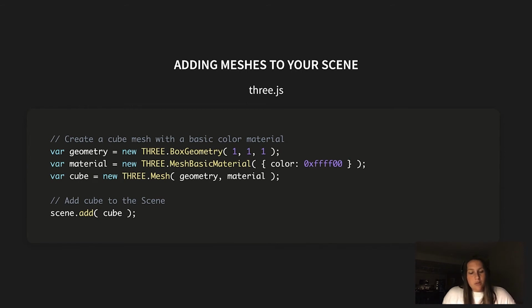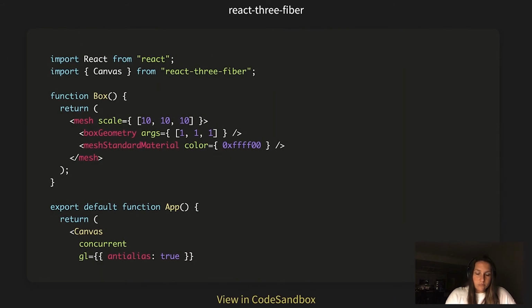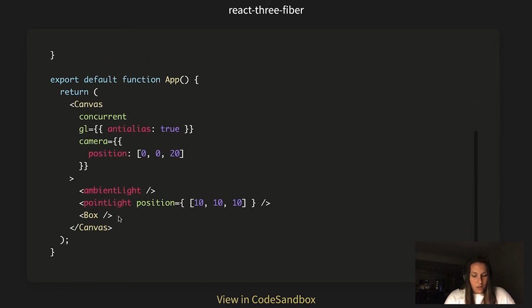To add your mesh to your scene in three.js, it's extremely straightforward. First, you define your geometry and then your material in order to compose your mesh, and then you would add those imperatively to your scene. In Reactthreefiber, adding the mesh to the scene becomes declarative, and so we can see the beauty of component composition come to life. Here, we define a box component which returns a mesh that's been composed of a geometry and material, and we add the box directly to our scene. You'll also notice that the same applies to our light sources.